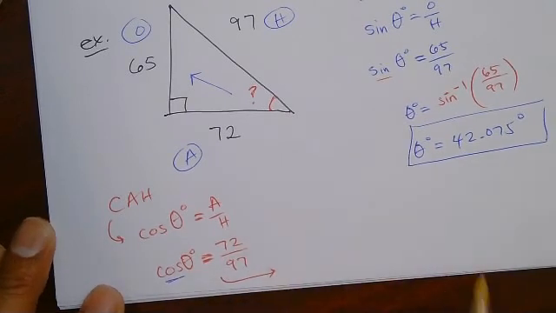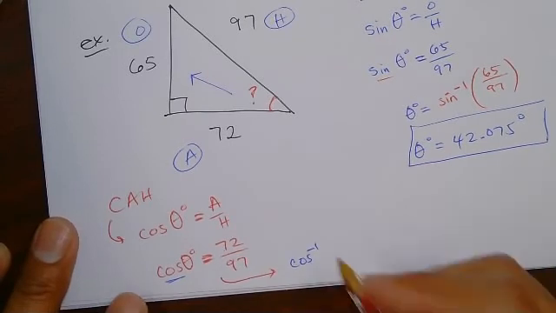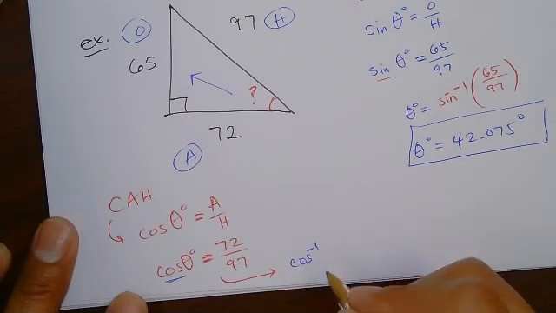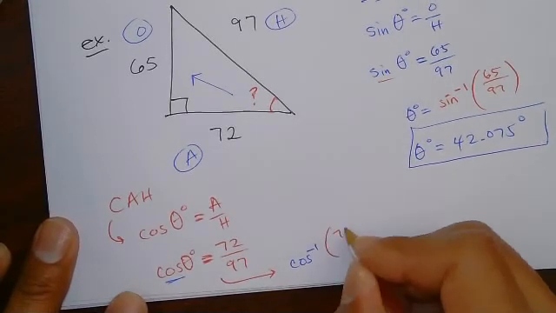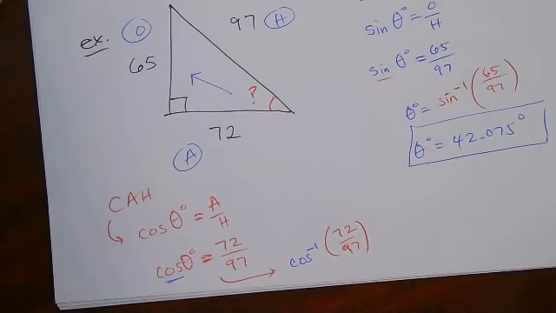And then you'd get what? Well, if this is cosine, to find the angle would be the inverse function of cosine. Cosine inverse of 72 over 97. Go ahead and do that and see if it gives us the same answer, or we're going to get some other angle measure.